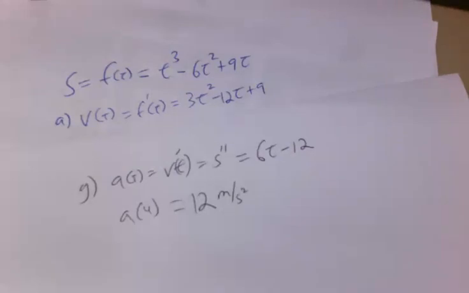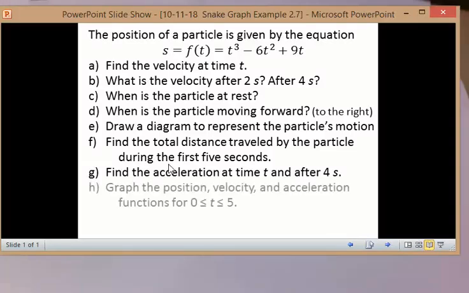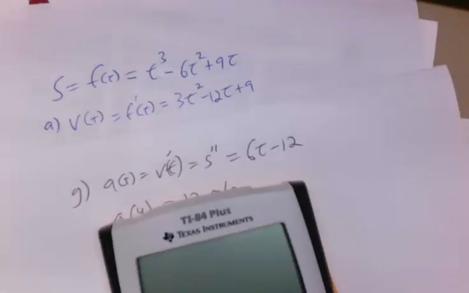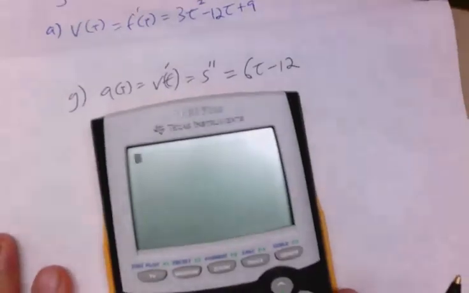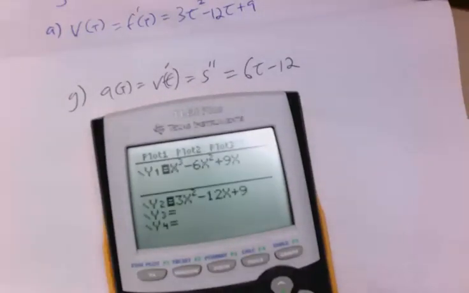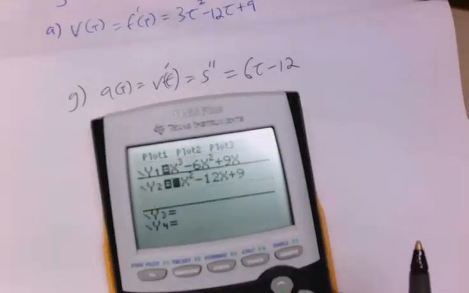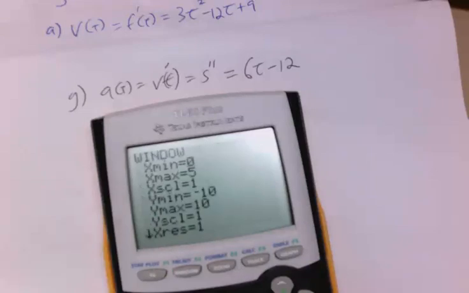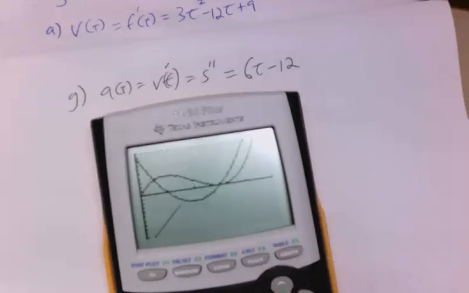Okay, the next question is graph the three functions between 0 and 5. I already graphed the first two. I already typed them in. So there's the position function, there's the velocity function, and the acceleration is going to be 6x minus 12. And I did 0 to 5 for 0 to 5 seconds, and there they are.